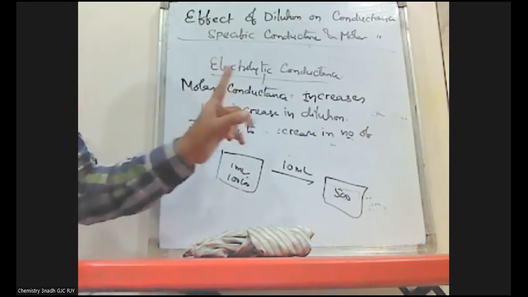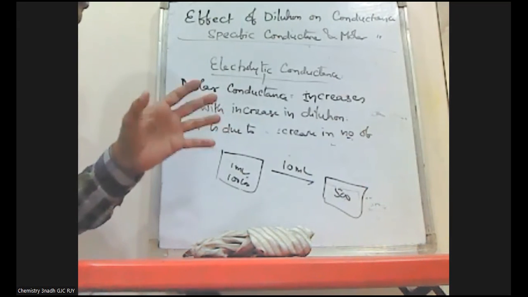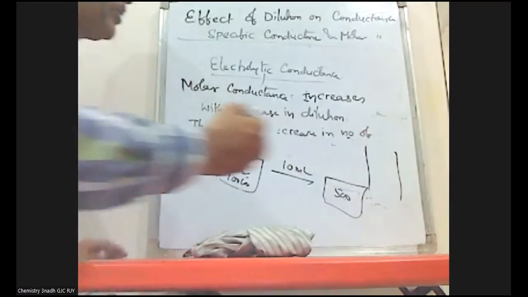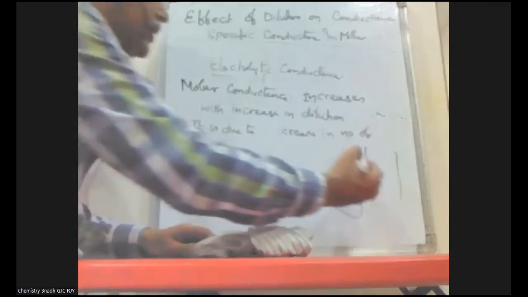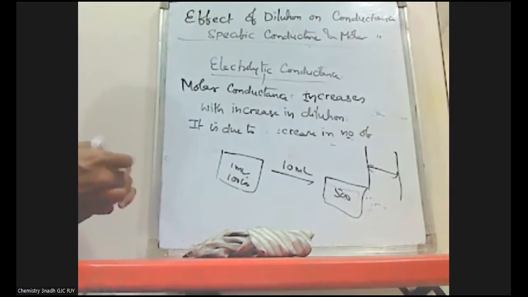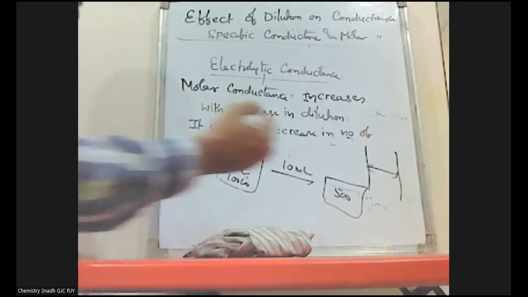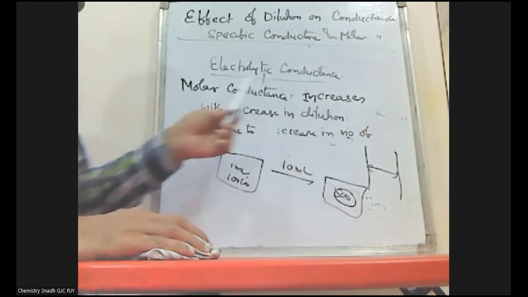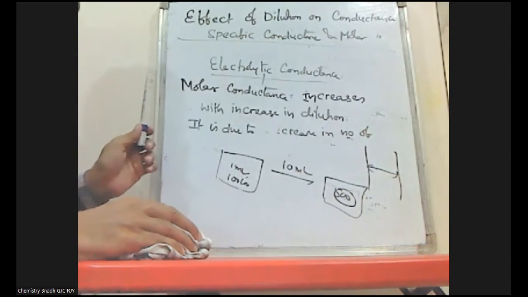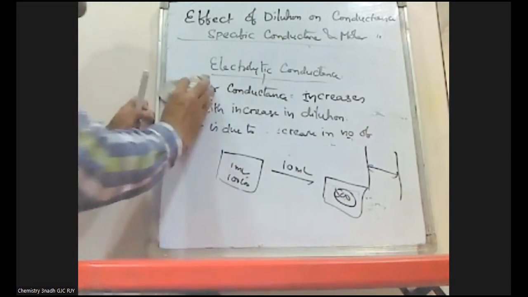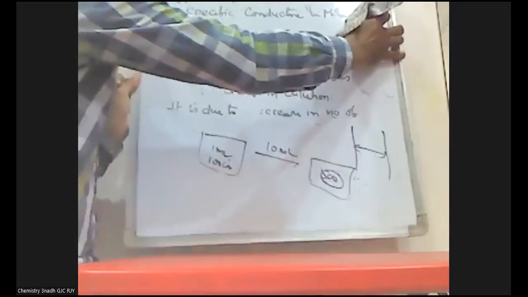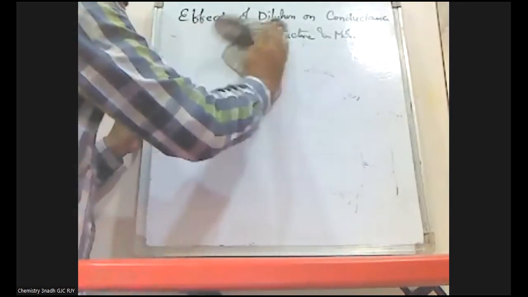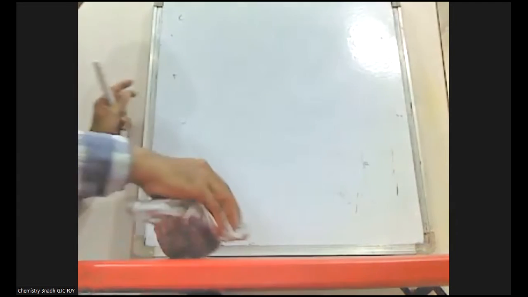Specific conductance is defined only for 1 ml, whereas molar conductance corresponds to V cc of solution. So the entire solution is placed between platinum electrodes 1 centimeter apart, and its area of cross section corresponds to whatever ml we have taken. So the entire ions will be present in that area. That's why it corresponds to 500 ions. Here, molar conductance increases with increase in dilution, whereas specific conductance decreases with increase in dilution. So this is the effect of dilution on specific conductance and molar conductance.